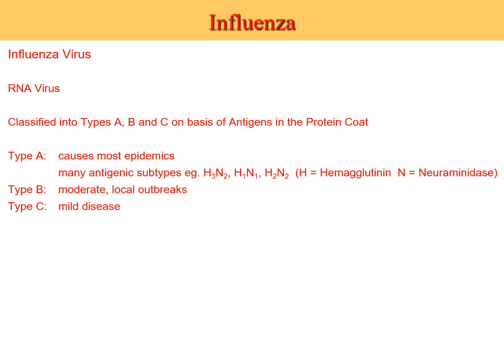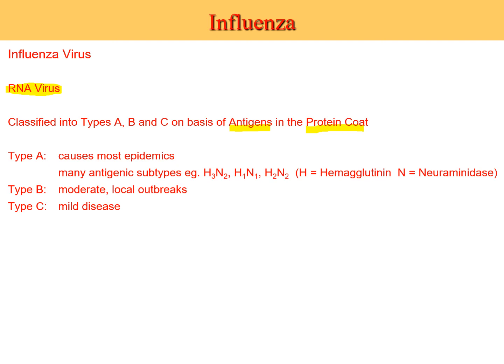All right, let's move on to influenza that causes pneumonia in the lower respiratory tract. We'll talk about influenza virus, which is an RNA-containing virus. The genome is RNA. There are four types of influenza virus, but only 3 infect humans, A, B, and C. And they are grouped into these 3 types on the basis of molecules present in the protein coat.